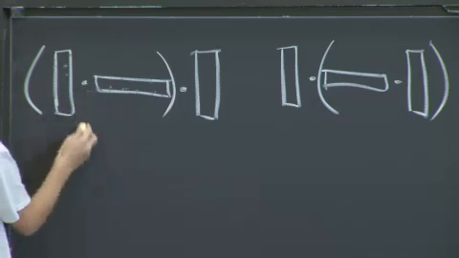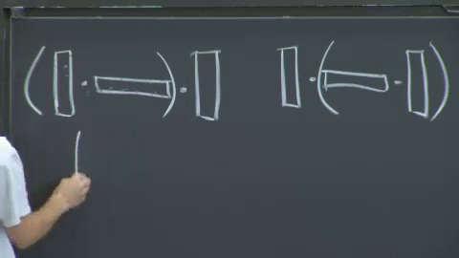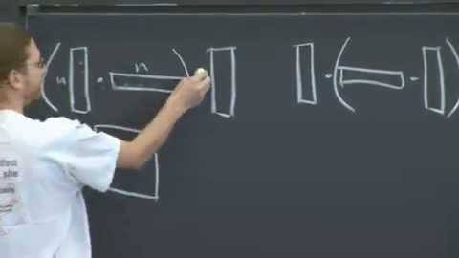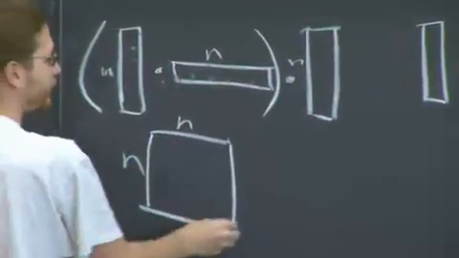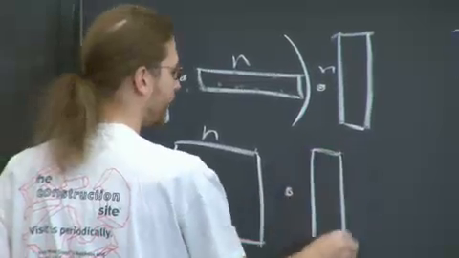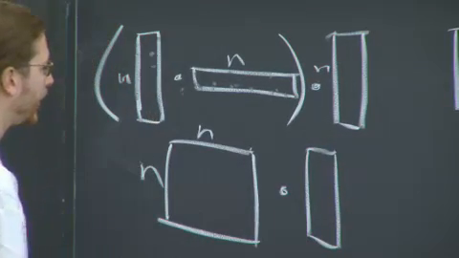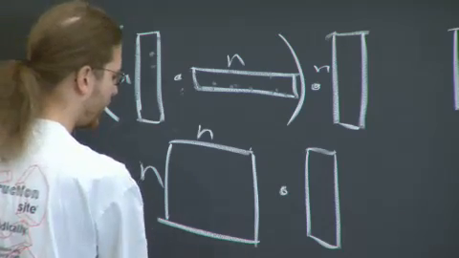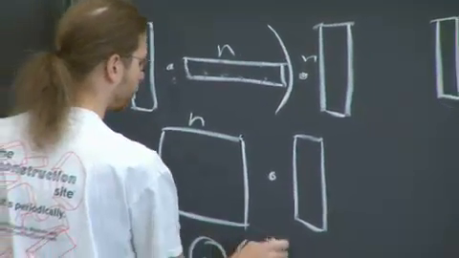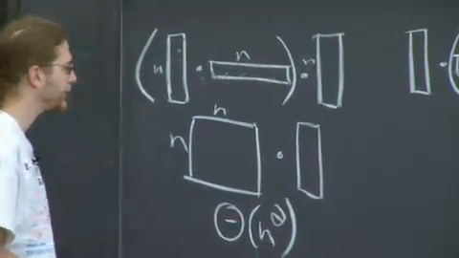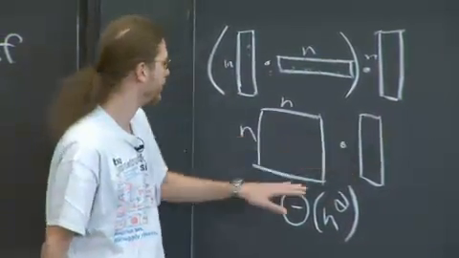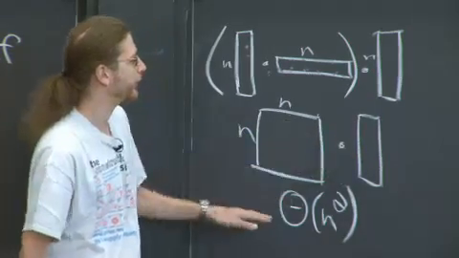This sub result is a square matrix. So if everything here is n, this will be an n by n matrix. Then we multiply it by a vector. And this computation, if you do it well, will take theta n squared time, because I need to compute n squared values here. And then it's n squared to do this final multiplication.